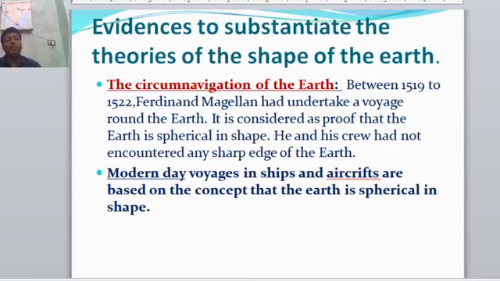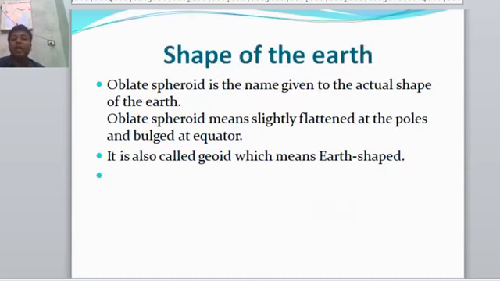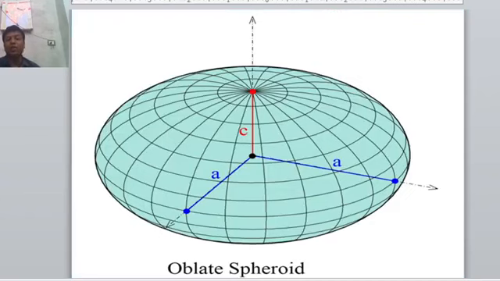Dear students, in the last video lecture, we have already understood the shape of the earth. It is about the diameter through both poles, north and south poles, and the equator. It is totally different, and you know that the shape of the earth is neither spherical nor flat. It is an oblate spheroid. That means the actual shape is geoid in shape. So dear students, this is all about the last video lecture.